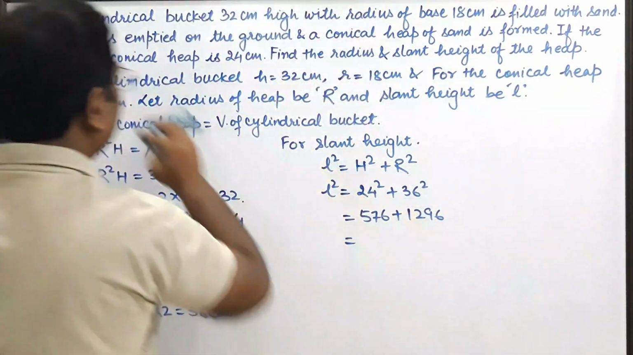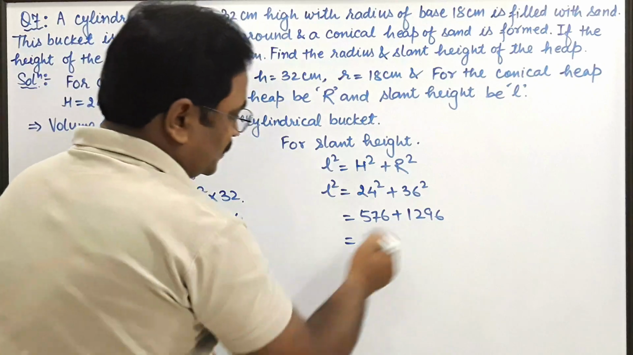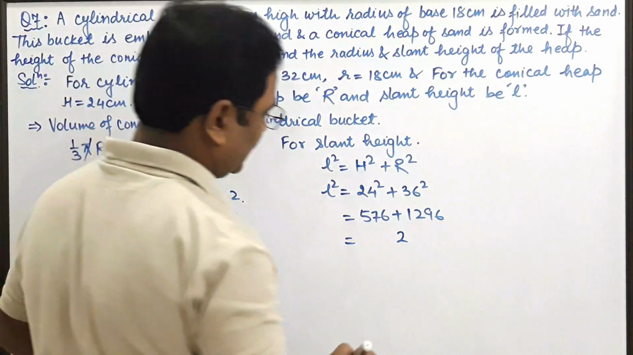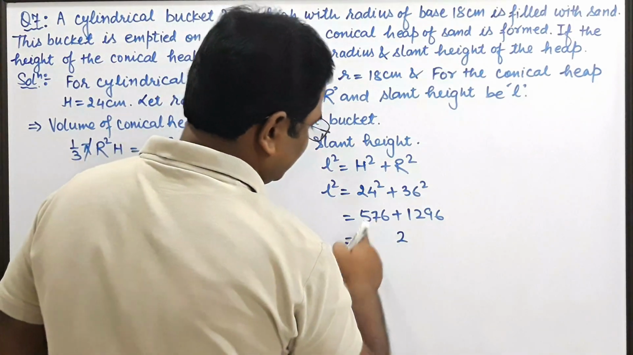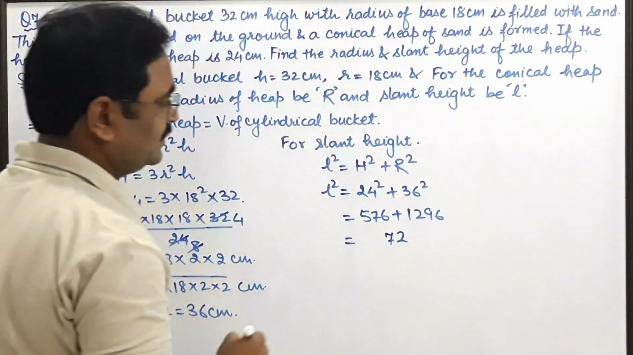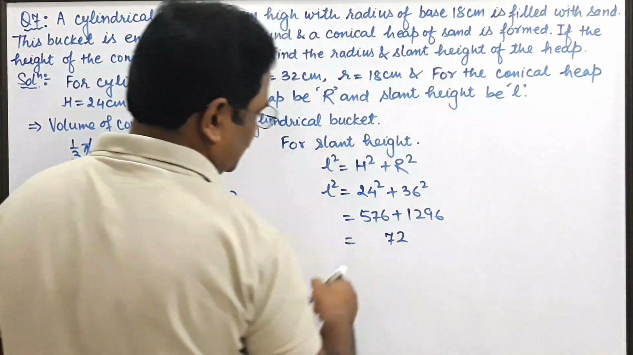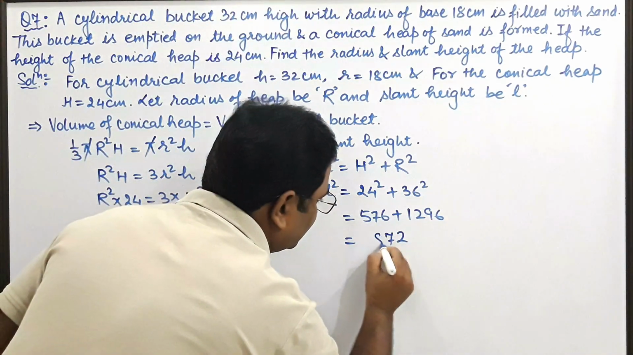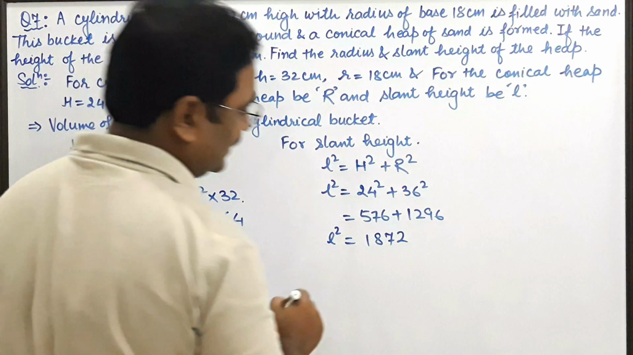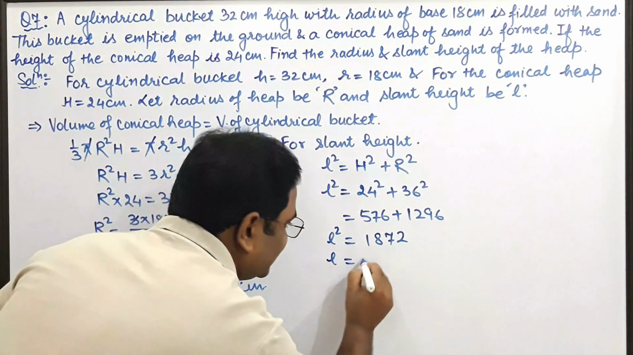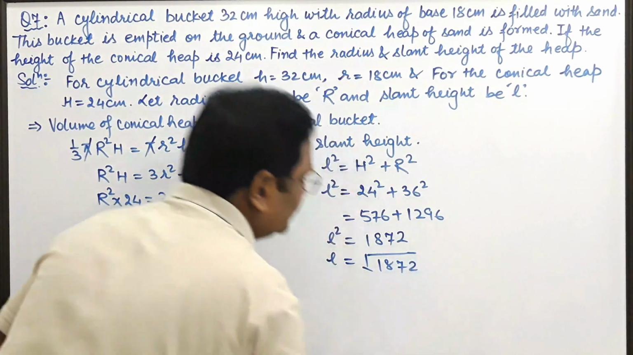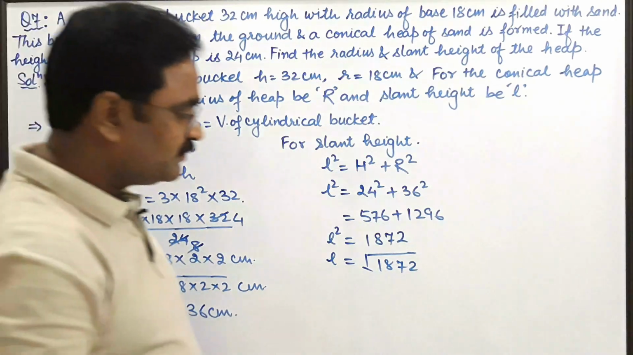After adding, we have to find out the value of slant height. So 6 plus 6 is 12. Carry 1. 9 plus 7 is 16 plus 1, which is 17. 5 plus 2 is 7 plus 1 is 8, and 1. So this is the value of L square. So L, means slant height, is equal to square root 1872.